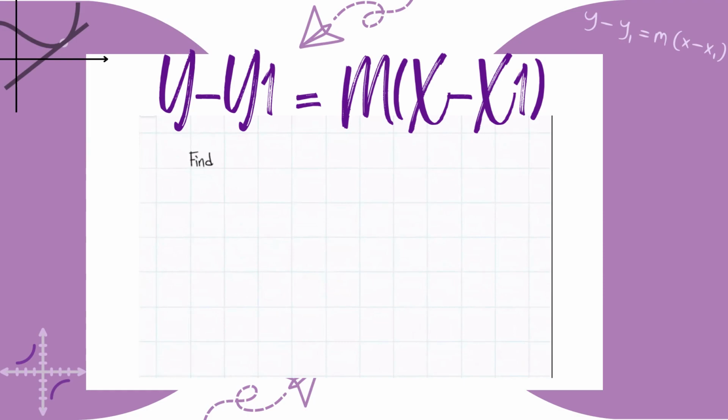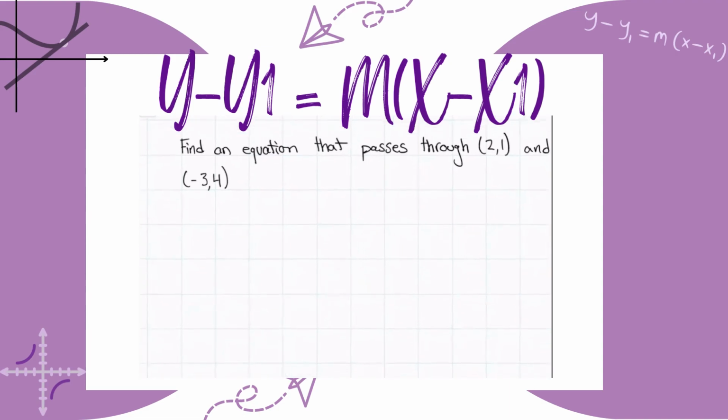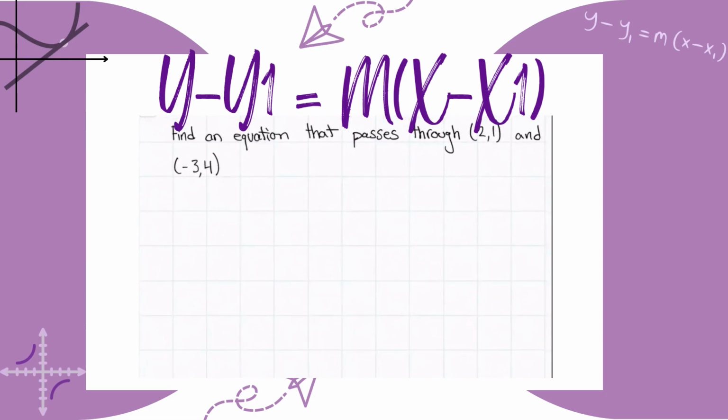Okay, I'll write it down. Find an equation that passes through, let's say, (2, 1) and (-3, 4). So I would first find the slope.